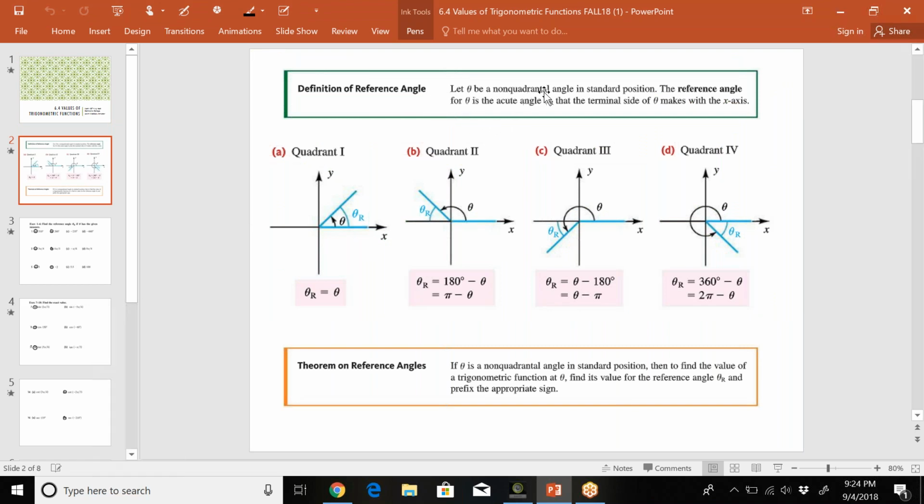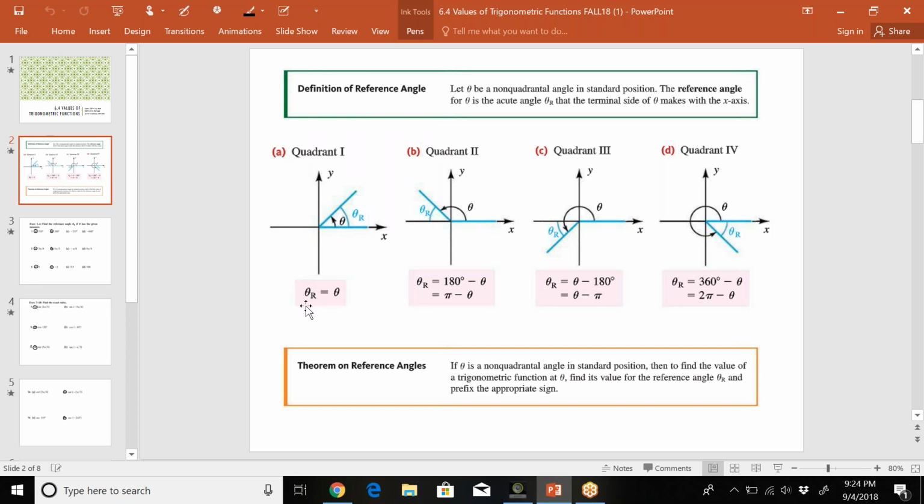So let theta be a non-quadrantal angle, that means not on the actual x or y axis, in standard position. The reference angle for theta is an acute angle called theta sub r that is on the terminal side of theta and makes with the x-axis. In other words, wherever your angle actually ends, the reference angle is always from that side that it ends on to the x-axis. So it's always going to be this acute angle in one of these quadrants.